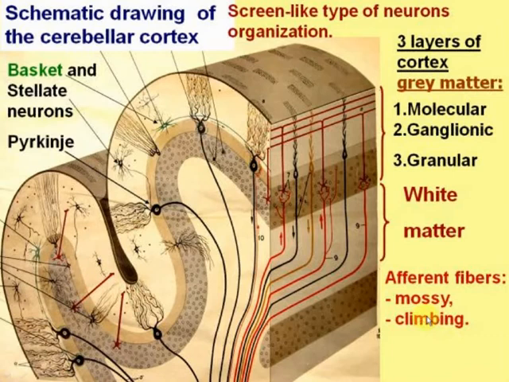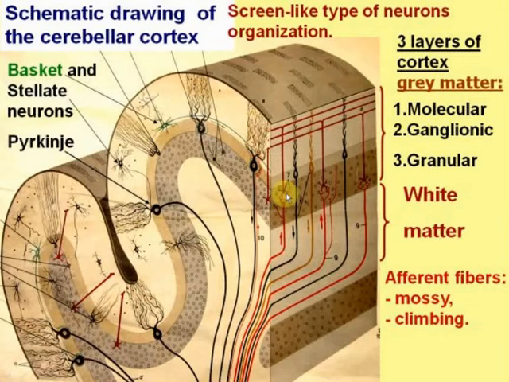Through the afferent fibers. There are two types of them: mossy fibers and climbing fibers. Mossy fibers branch in the granular layer and compose synapses on dendrites of granular neurons. And another type, climbing fibers, go into the ganglionic and molecular layer and convey information directly to Purkinje cells.